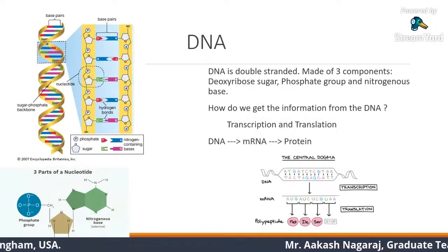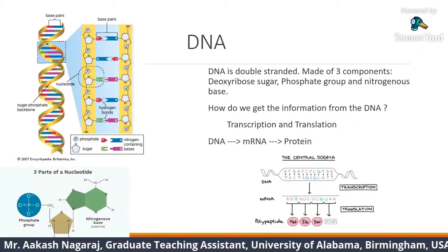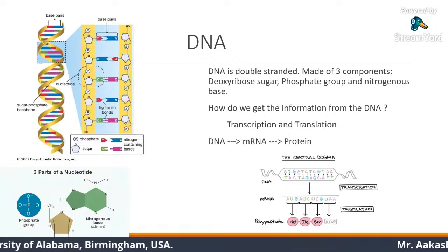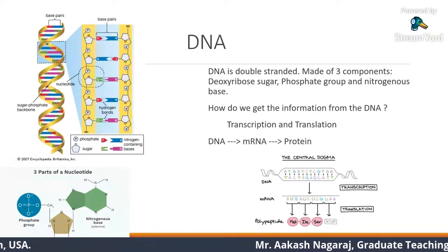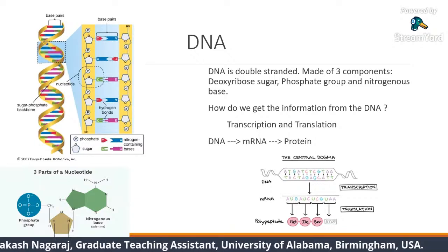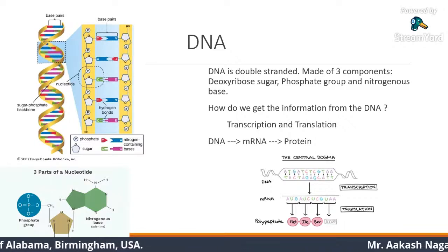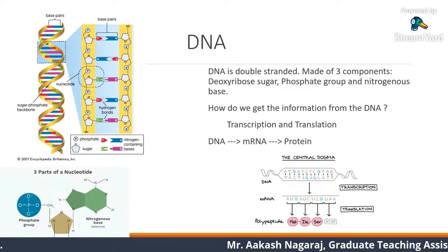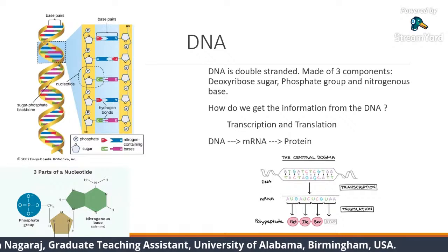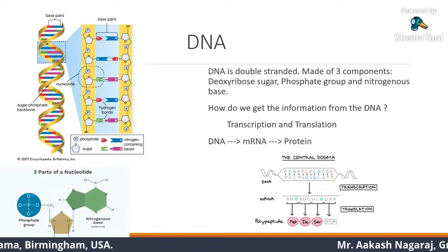This is a brief overview about DNA. Some people would have already learned this, and some people won't know. So, DNA is a double-stranded molecule, as we can see on the left-hand side of this image. It is made up of three components. It has a sugar component, a phosphate group, and a nitrogenous base. Here in the bottom image, you can see the three parts of a nucleotide. So DNA is made up of nucleotides, and here we can see the phosphate group.